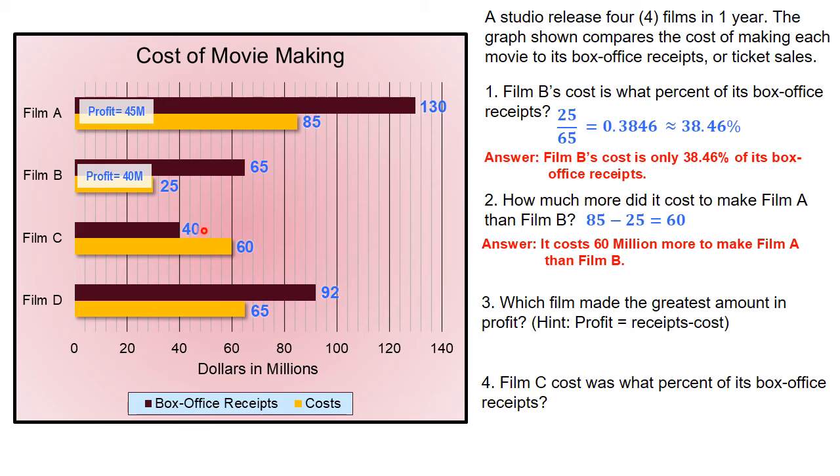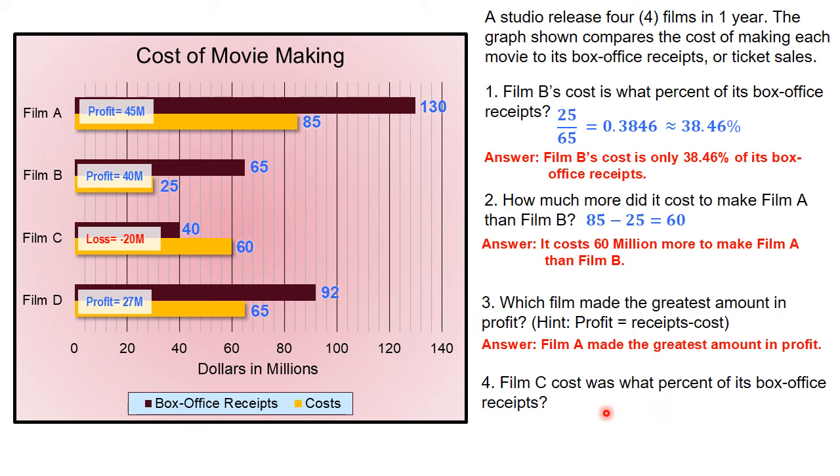Here we have film C, where the box office receipts are less than the cost. They spent more than what they gained, so that would result in a loss of $20 million, or we can put it as negative 20. Then for film D, 92 minus 65, the profit is 27 million. So which film made the greatest amount in profit? We have film A. Film A made the greatest amount in profit.